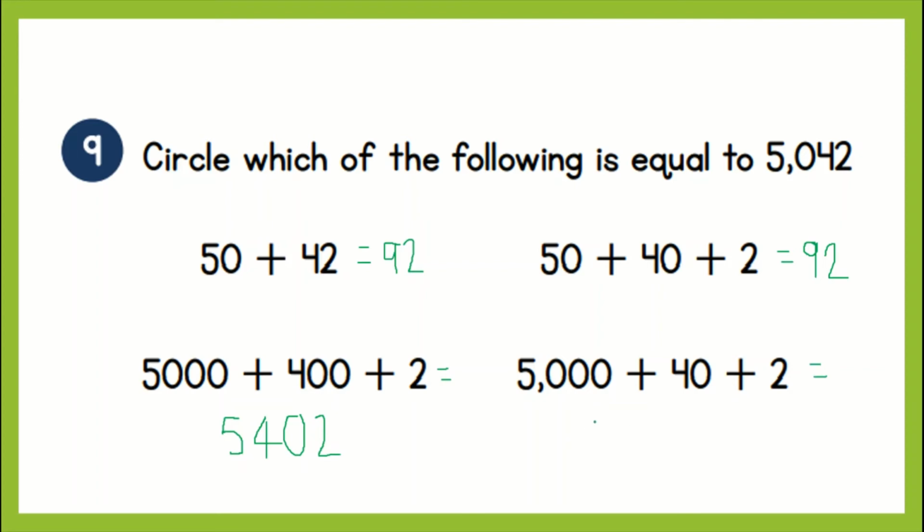5,000 plus 40 plus 2. So 5 in the thousands column. We don't have any hundreds, so 0. 40 would be 4 in the tens column, and 2, that would be 2 in the ones column. Circle which of the following is equal to 5042. There's only one answer here, and it's this one.